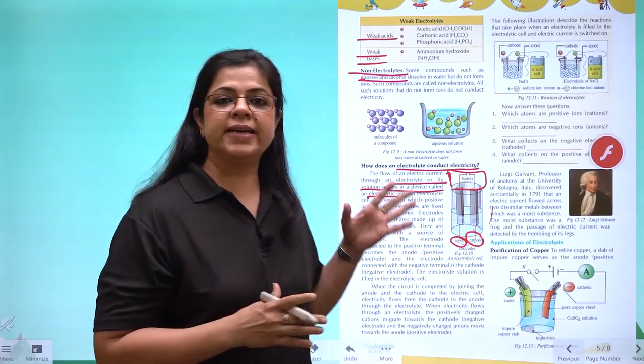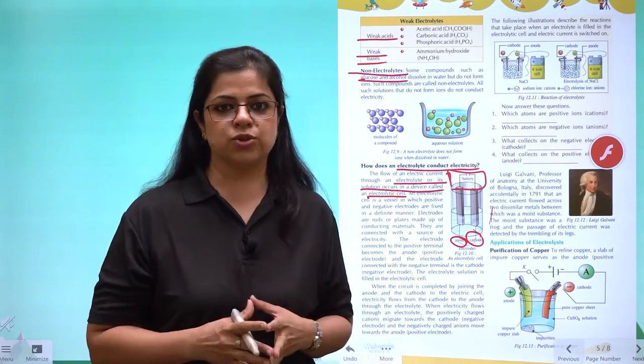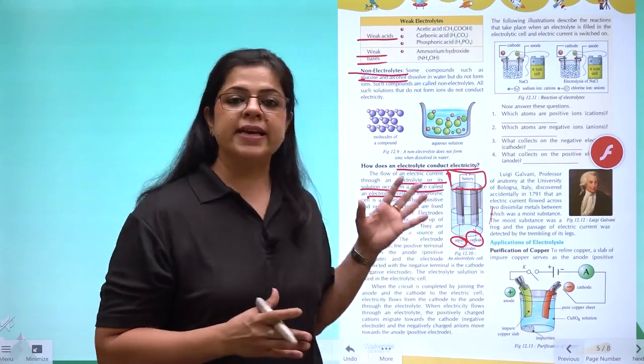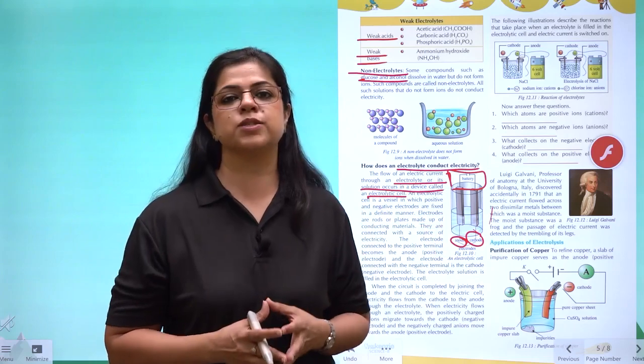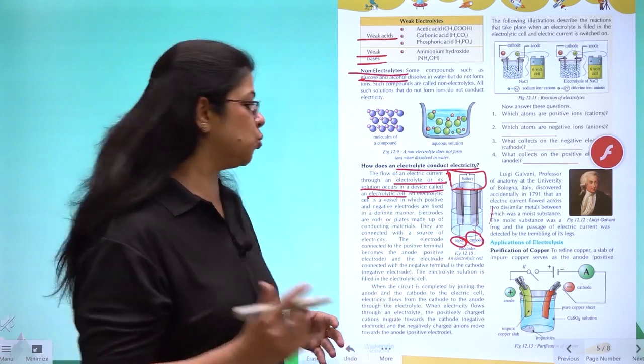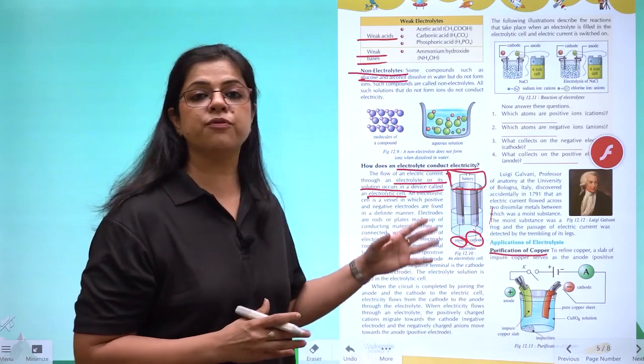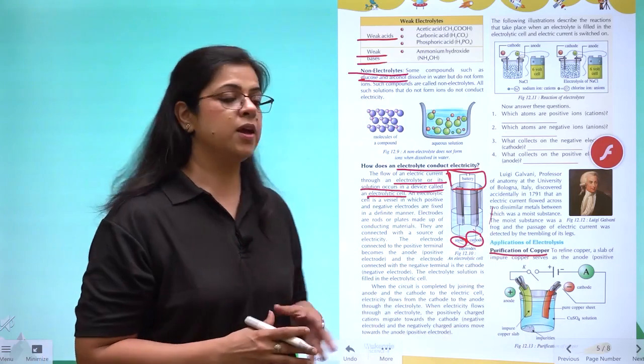Now, when the current passes through an electrolyte, it breaks into its constituent compounds. इस प्रोसेस को इलेक्ट्रोलिसिस बोलते हैं. और इलेक्ट्रोलिसिस का यूज कहाँ पे है? सबसे पहले इलेक्ट्रोलिसिस का यूज है प्योरिफिकेशन ऑफ कॉपर में.